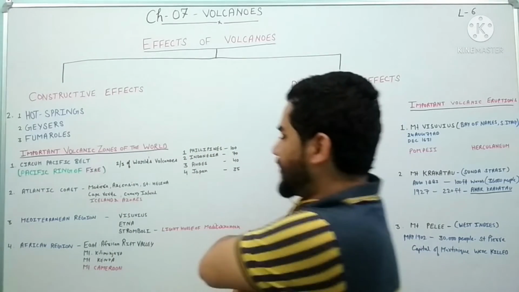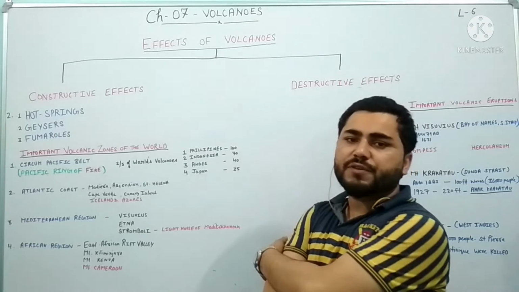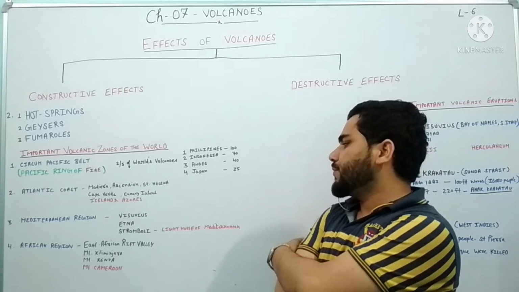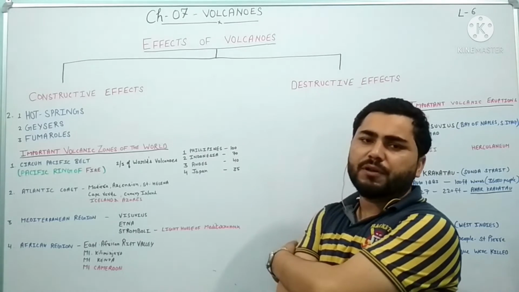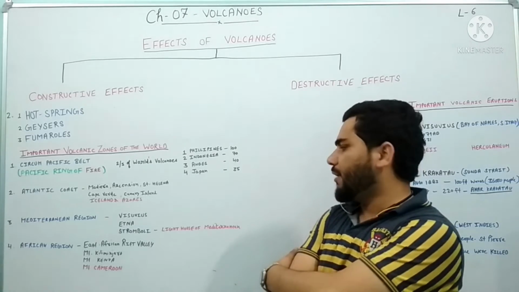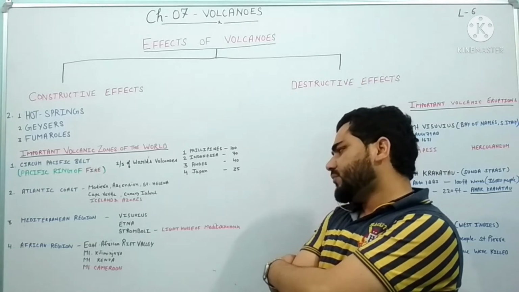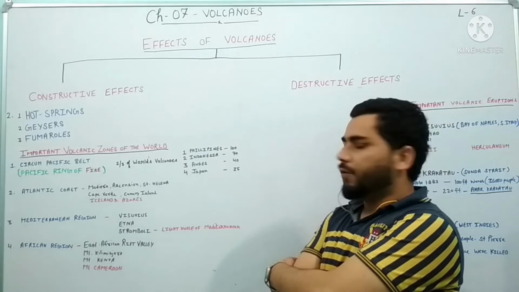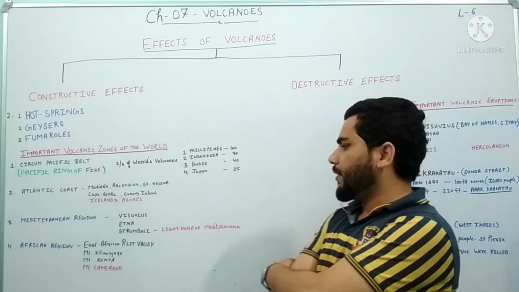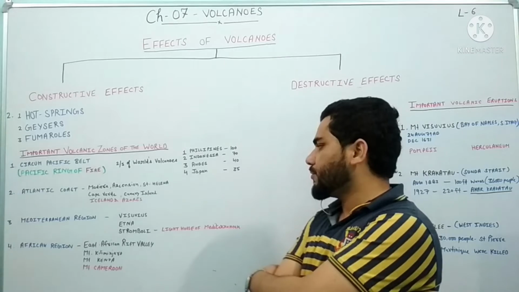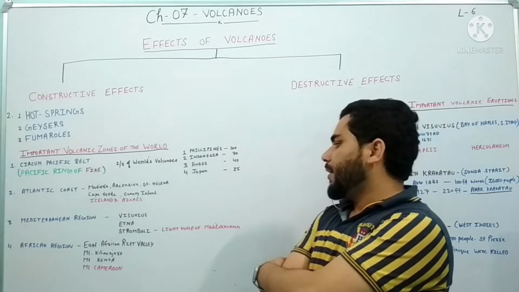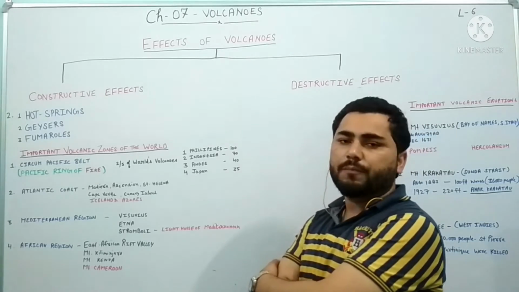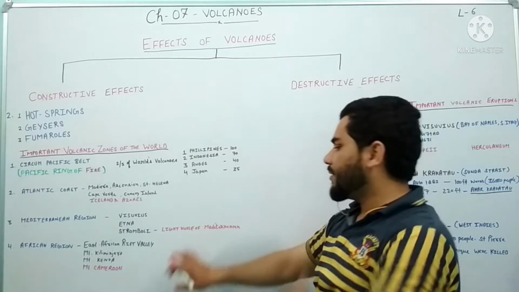Next is the Mediterranean region, the region near the Mediterranean Sea. There, Mount Vesuvius, Mount Etna, and Mount Stromboli are all located in the territory of Italy. These are some of the volcanoes found in the Mediterranean region near the coast of Italy. Here Mount Stromboli is called the lighthouse of the Mediterranean. You can remember this fact.